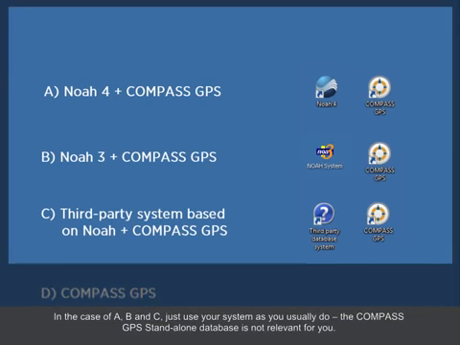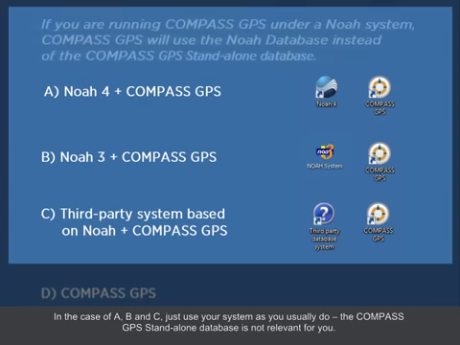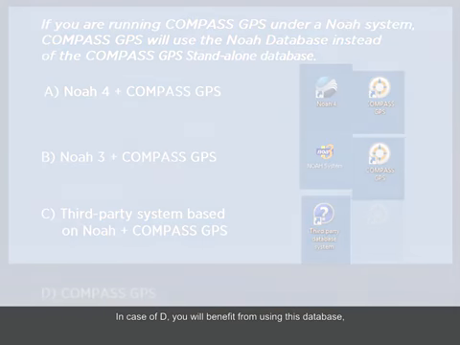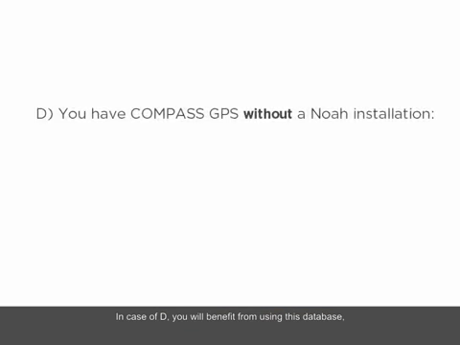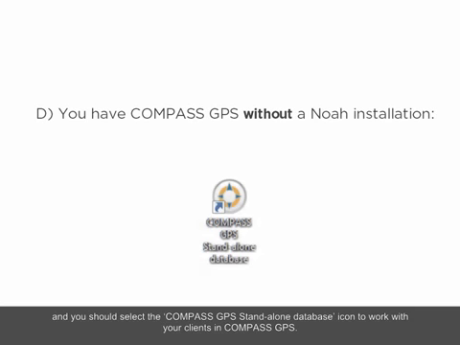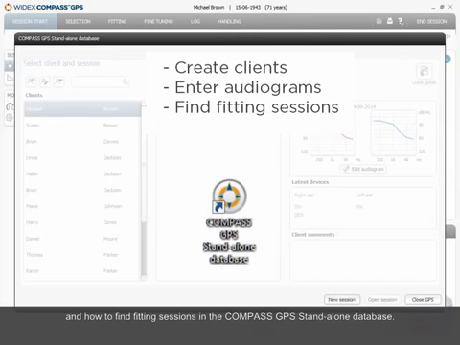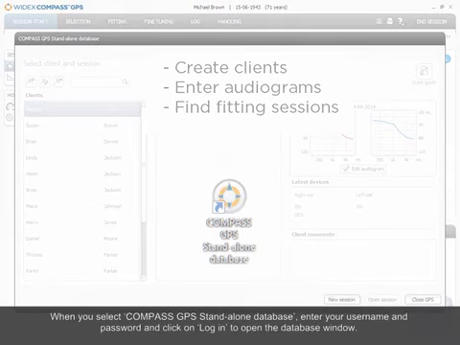In the case of A, B, and C, just use your system as you usually do. The Compass GPS standalone database is not relevant for you. In case of D, you will benefit from using this database, and you should select the Compass GPS standalone database icon to work with your clients in Compass GPS. Continue this tutorial to learn how to create clients, how to enter their audiograms, and how to find fitting sessions in the Compass GPS standalone database.